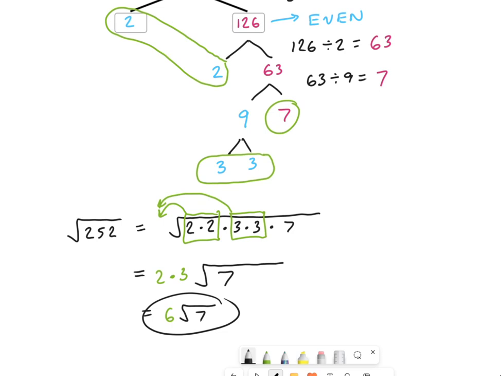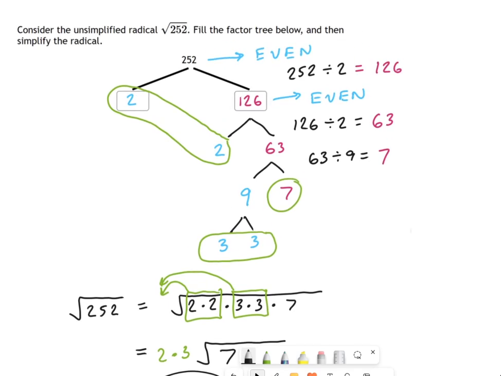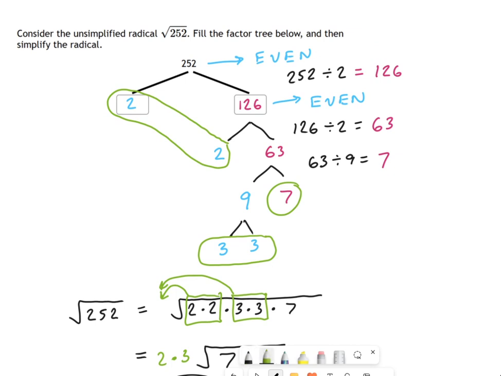Now, one point that we really should be very aware of. The reason I'm looking for pairs is because this is a square root. Now, if that had been a cube root, I would have been looking for triplets. That would be a different problem. But this one was just looking for pairs.